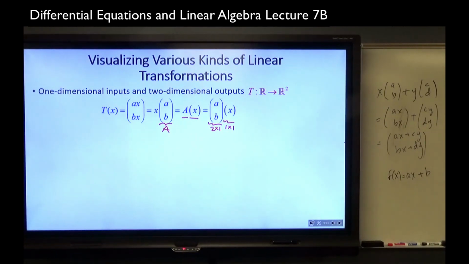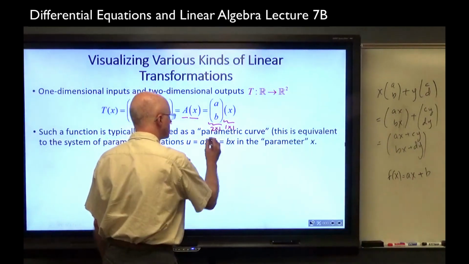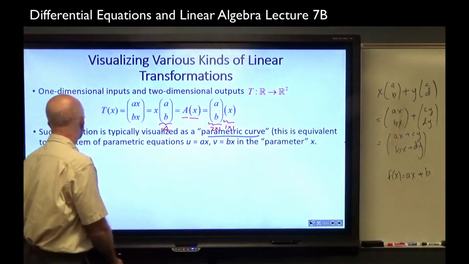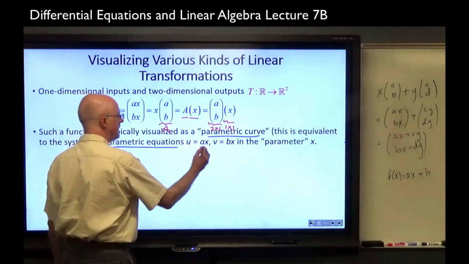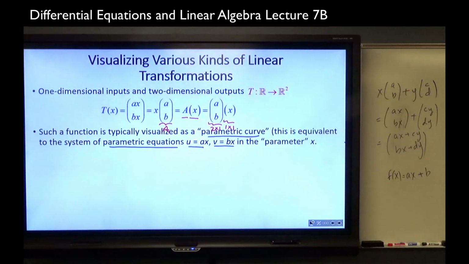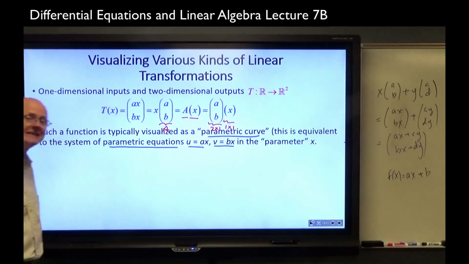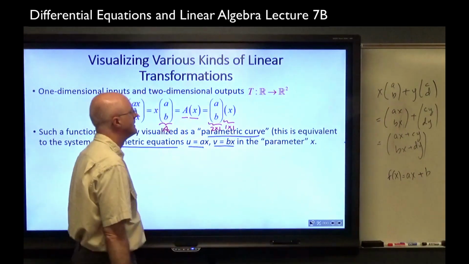Keep listening carefully to what I say. How are these things visualized? They're typically visualized as what are called parametric curves, which is equivalent to a system of parametric equations. U equals AX and V equals BX in this case. The parameter is X. Usually with parametric equations, the parameter of choice is little t. And I could have done that here, but I wanted to be consistent with the other ones.